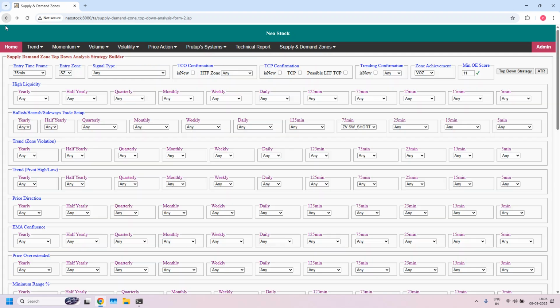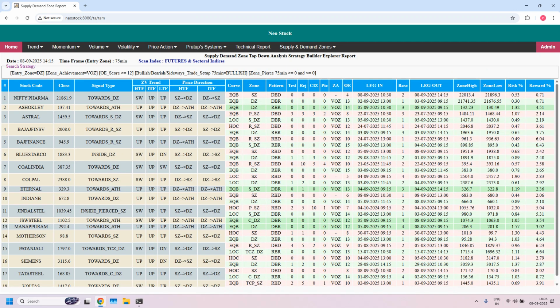Okay, next bullish trade setup for weekly income trade, entry time frame zone, 75 minutes demand zone, here bullish, and minimum order enhancer score 12. Let's filter. We got 18 stocks.